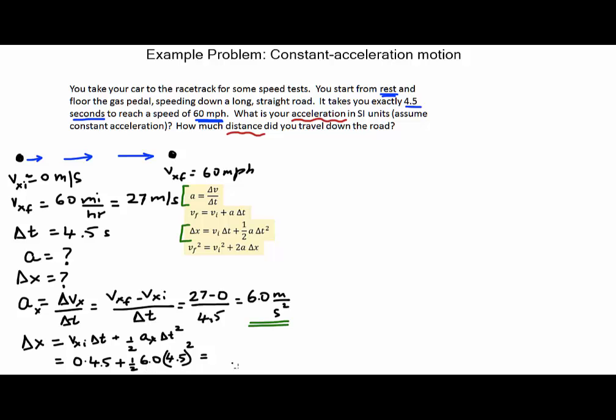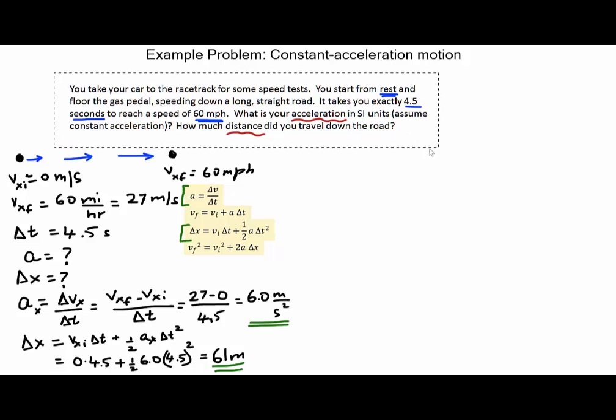And this gives me a value of 60.75, or down to our two significant digits, 61 meters. So what this is saying is that the acceleration that you're moving with while you had your car floored was 6 meters per second squared in SI units, and the distance you covered is 61 meters down that straight stretch of road, which is about 200 feet. That makes sense. That takes care of this problem.